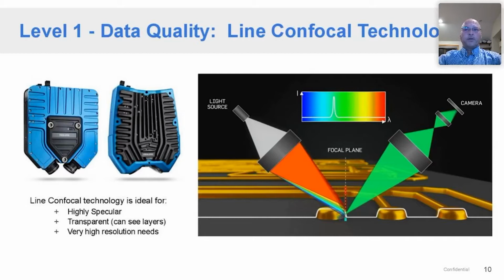They can deal with extremely specular parts, mirror surfaces. They can also return multiple scan layers through transparent parts. So if you've got a piece of glass and you want to measure the top surface and the bottom surface, you can do both with a confocal sensor, provided that they both fit in the measurement range. They're extremely high speed and extremely high resolution. I'll get into a couple of applications for the confocal sensors a little bit later in the presentation.